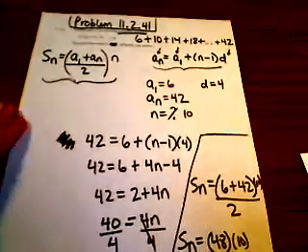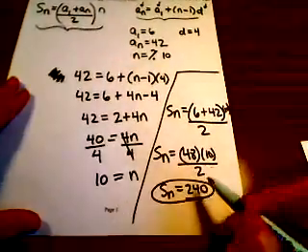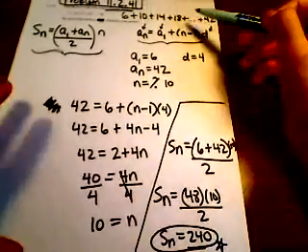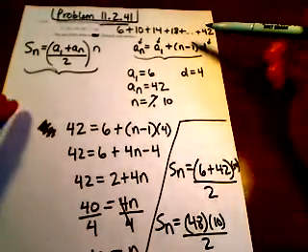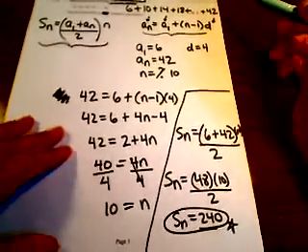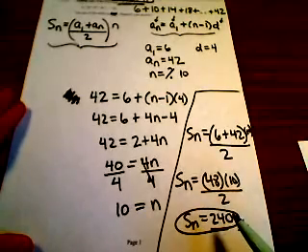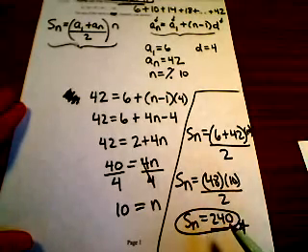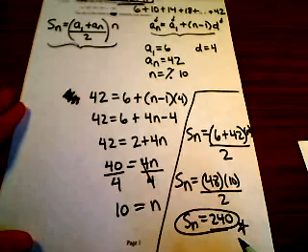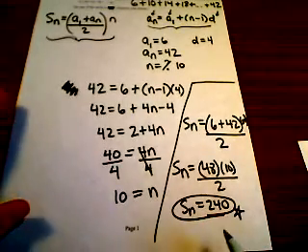So the sum of this sequence, if we were to sum this all the way out to 42, would be 240. This sequence is actually small enough that you could probably just take your calculator and add it all the way out. That's not the point though. The point is that we want to learn how to do this using the formula, because you could be talking about a sequence that wouldn't be possible for you to just sit and do on your calculator. So it's important that we understand how to use this. And that's it.